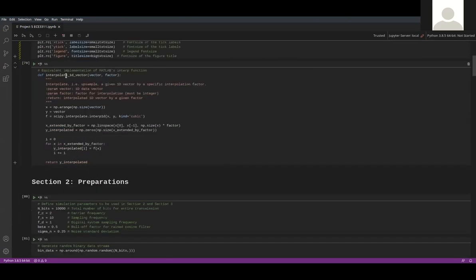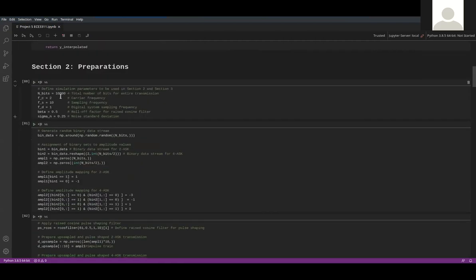And then again, interpolate 1D, always a great function, and it mirrors the MATLAB equivalent. So for the preparations, we're going to be transmitting 10,000 bits. Carrier frequency, I just chose 2. It totally doesn't matter here. Sampling frequency, again, is actually going to be important because when we use the raised cosine pulse, we have to have an upsampled version first. That's why we have the interpolation function defined above.